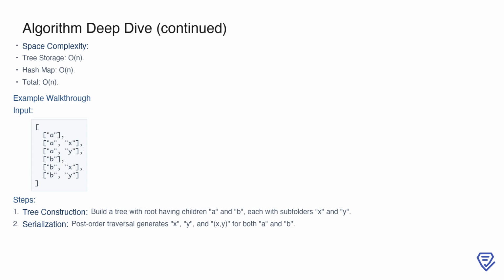Consider an input where we have folders A and B, each containing subfolders X and Y. First, we construct the tree, creating a root node with children A and B, and further adding X and Y as subfolders under both. Next, we serialize the tree using post-order traversal. This means we process the leaf nodes first, resulting in the serialized strings X, Y, and XY for both A and B. These serialized strings are stored in a hash map, allowing us to detect duplicates efficiently.